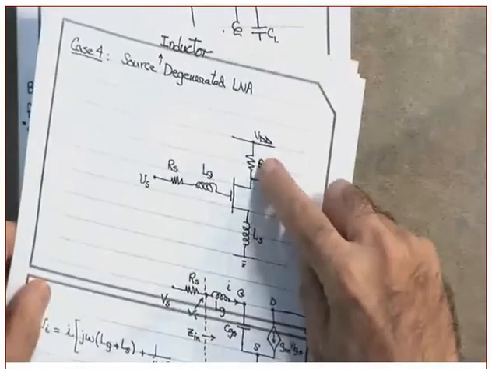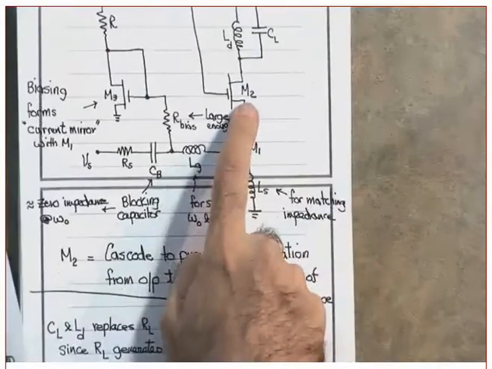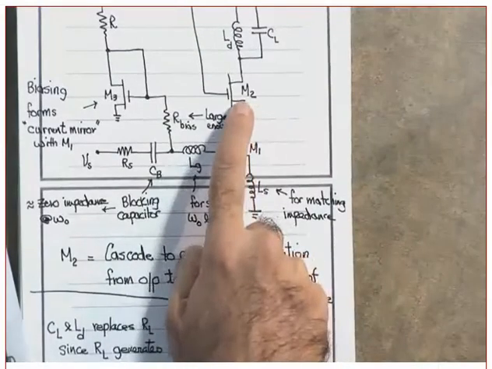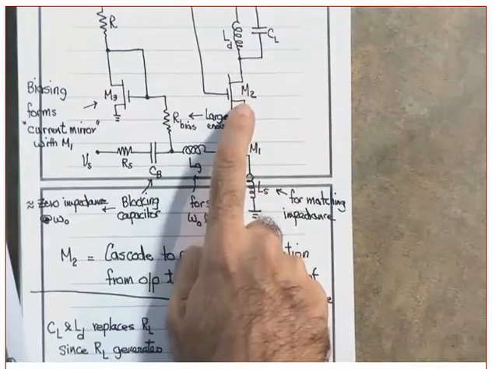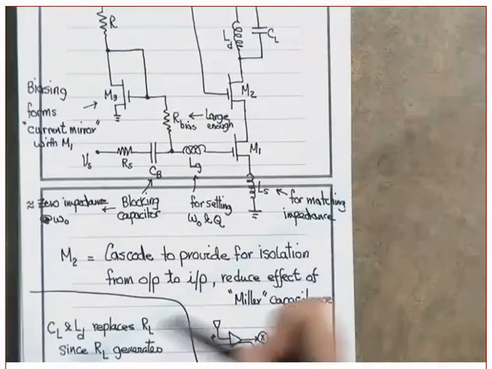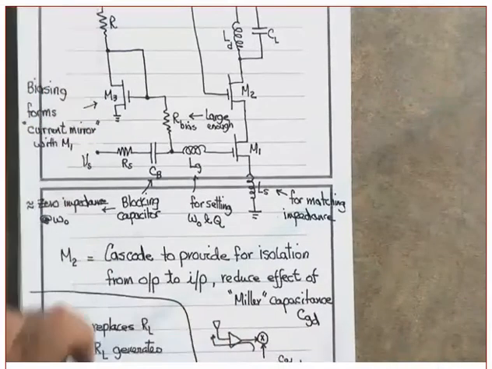Could I have just replaced this one by a tank circuit? Why did I add this transistor? Do you see this transistor? And what do we call this transistor? We call it a cascode. Did you take electronics classes? Yes? Never? Not heard about it? M2 is called a cascode.